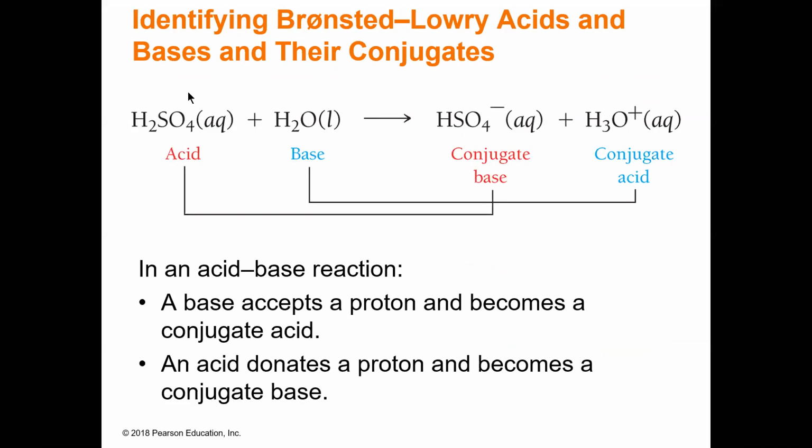So pairing these off, this guy is buddied with this guy, because they look like each other. What happens to get from here to here? I have to donate a hydrogen. Whenever I donate, that's an acid. This guy has to accept a hydrogen, so he becomes the base, and then you fill in your conjugate acid base.